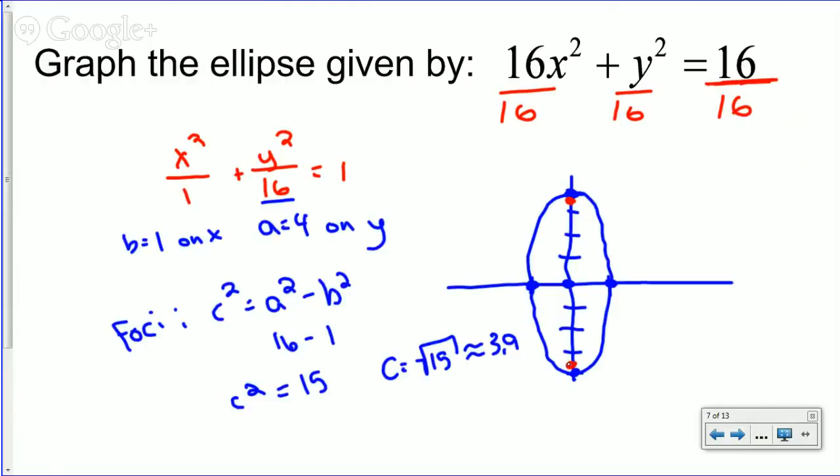Now let's look at the eccentricity. That is e equals c over a. Well, c was 3.9 and a is 4. So that number is super, super close to 1. It's actually, I think, 0.98. Okay? Which tells us that this is really oblong, for this.